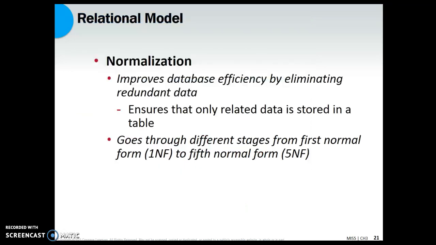So there's also what's called a relational model and the use of normalization. What happens is it improves the database efficiency by eliminating redundant data. It only stores data in one place, and after that it does not have redundancy of that data in the table. So then you're not taking up space with additional information that you really don't need to store because it already exists in one place.